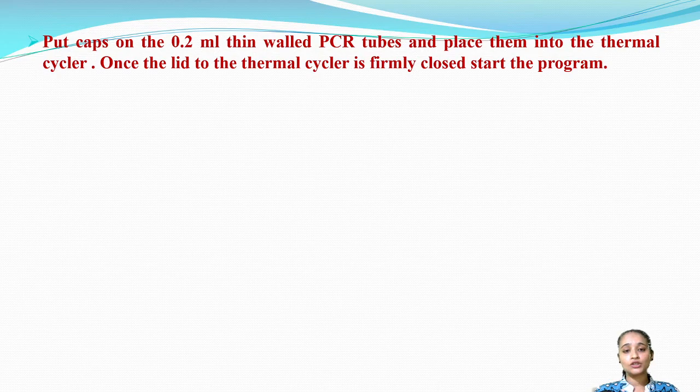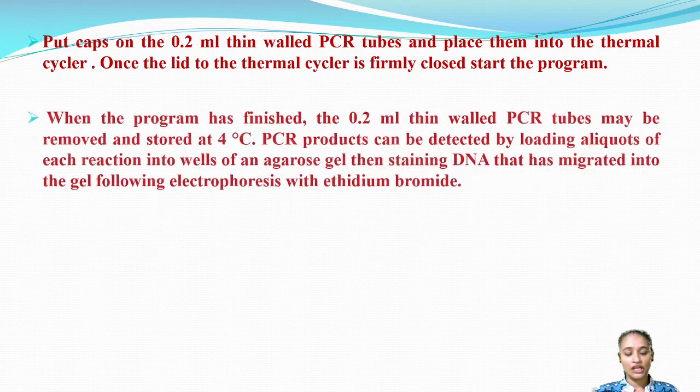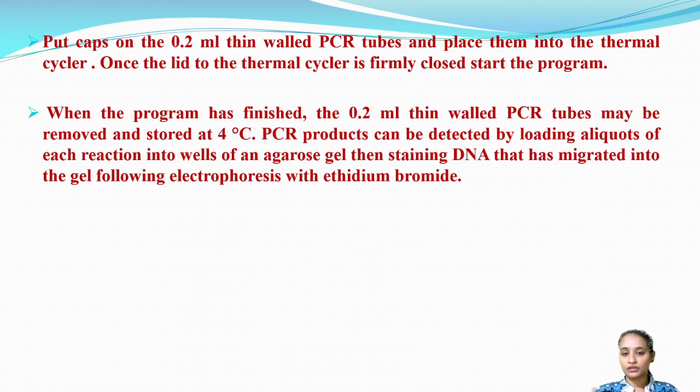Once the lid of the thermal cycler is firmly closed, you need to start the program. When the program has finished, the 0.2 ml thin walled PCR tubes may be removed and stored at 4 degrees Celsius. The PCR products can be detected by loading aliquots of each reaction into the wells of an agarose gel, then staining the DNA that has migrated into the gel following the electrophoresis with ethidium bromide.